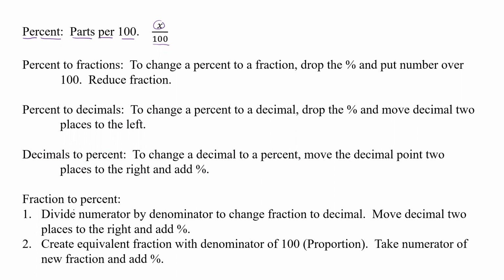Now, a fraction to percent, there's a couple of ways you can do that. First, you can divide the numerator by the denominator to change the fraction to a decimal. And then after that, we can move the decimal 2 places to the right and add a percent sign. Or we can create equivalent fractions with a denominator of 100. So you'd have your fraction equals x over 100, and then you have to figure out the proportion, what x is. And then after that, you take that numerator, the new fraction, and add your percent sign. So we'll be doing all of those to give examples, but this is an overview of where we're going and what we're doing today.